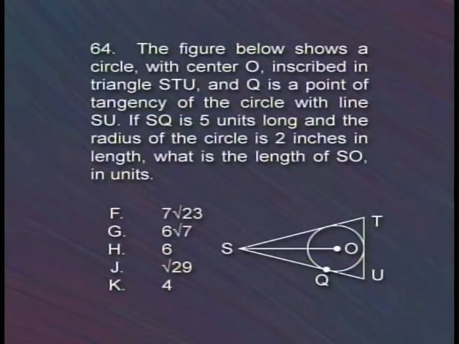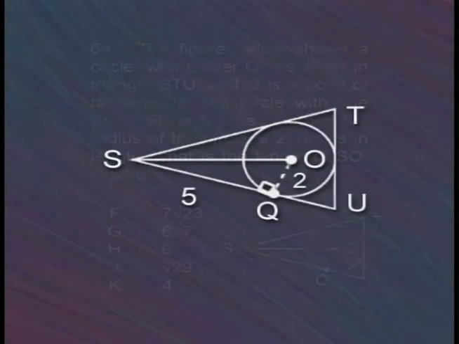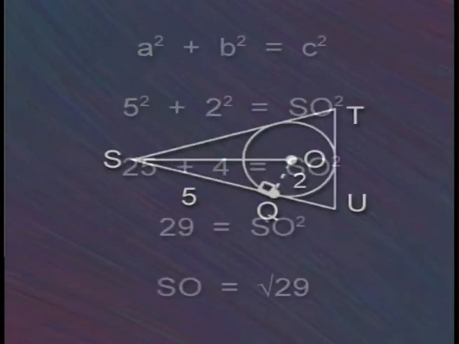Let's draw the radius of the circle with the line OQ. Since Q is a point of tangency with the circle, angle SQO is 90 degrees. Thus we have a right triangle in this problem. We know the length of side SQ, it's 5 units. The length of OQ is 2 units. We can use the Pythagorean theorem to solve for the hypotenuse SO.